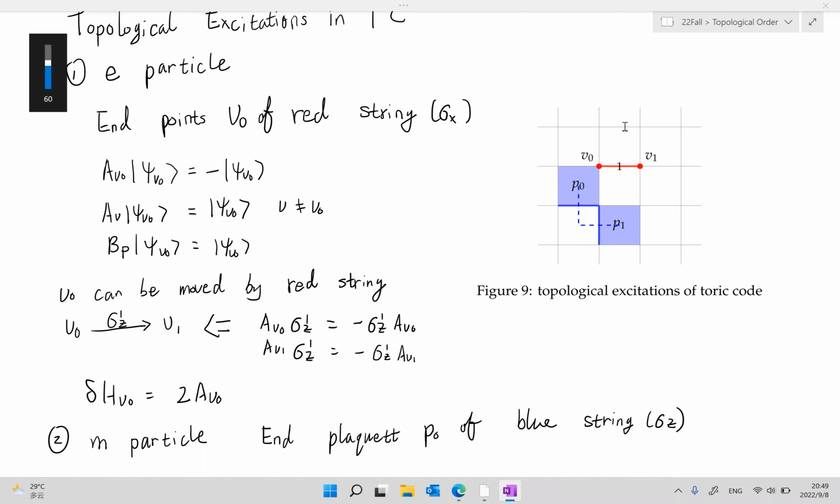Should this E particle always appear in pair? I mean, here you just define a position V0 in which we have an E-like particle, but should this particle always appear in pair? Yeah, it should. Remember our constraint on the closed manifold that all the A_V operators multiplied together should give 1. Remember that?